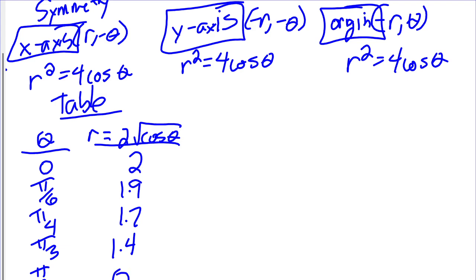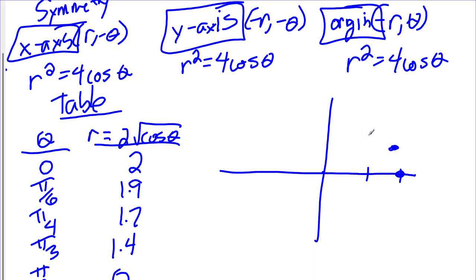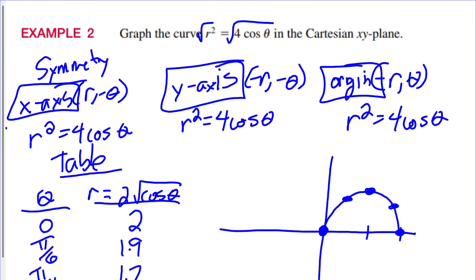And so let's see what that graph looks like. At an angle of 0, we're going out 2 units. At an angle of 30 degrees, we're going to be at 1.9, so that starts to come in a little bit. At 45 degrees, we're going to be at 1.7. At 60 degrees, we're going to be at 1.4. And then at 90 degrees, we're at 0, or the origin, or the pole. But we're not in polar, we're in Cartesian coordinates, so we're back at the origin. So we get a graph that's a half circle, and now again we can use our symmetries, and it doesn't matter which symmetry you use first.